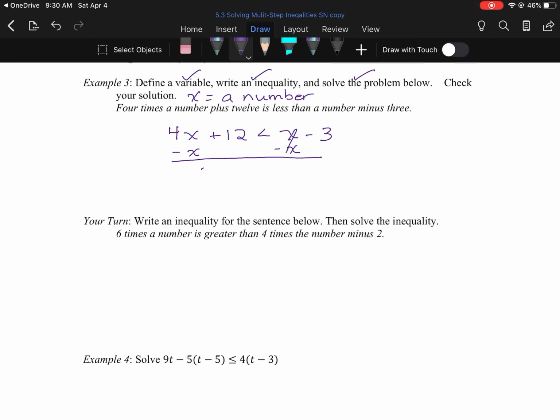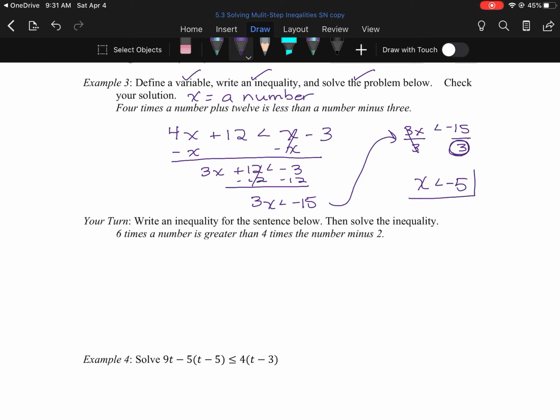So I'm going to get all my variables on one side. So I get 3x plus 12 is less than negative 3. So now we have to subtract 12 from both sides. And we get 3x is less than negative 15. I'm running out of room, so I'm going to go up here. All right, so now to get x by itself, divide both sides by 3. Now, I'm not flipping the inequality sign because I divided by a positive 3. The 15 might be negative, but the number I'm dividing by is still positive. So we get x is less than negative 5.